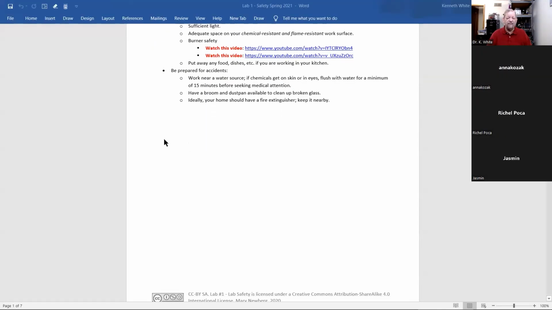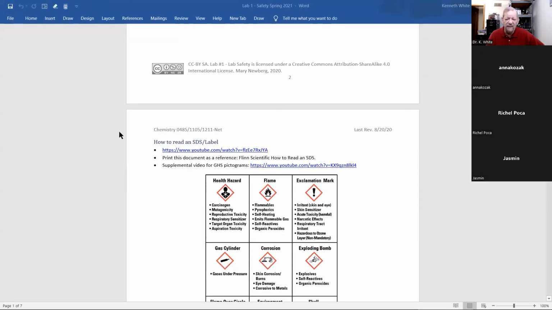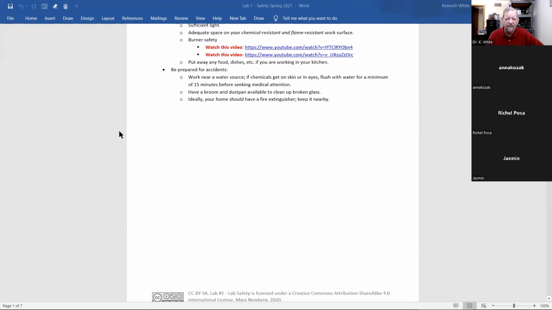All right, now, an important part of working with chemicals in the lab or anywhere, even in your home: the stuff you buy has ingredients, and those are chemicals. Even water is a chemical.